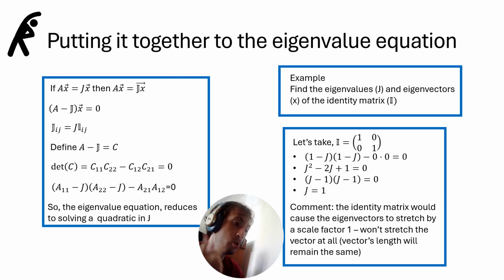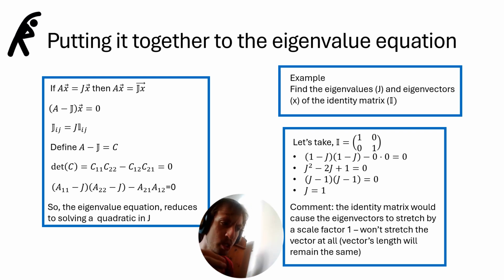J will have 2 distinct values it can take on, but for our identity matrix, its eigenvalue, well, it only has one eigenvalue, and that's 1. And remember we said J as a number tells us how much we're stretching or squishing a vector. So what this tells us is whatever the eigenvectors of our identity matrix will be, the identity matrix won't rotate them but will stretch or squish them by a scale factor of 1.